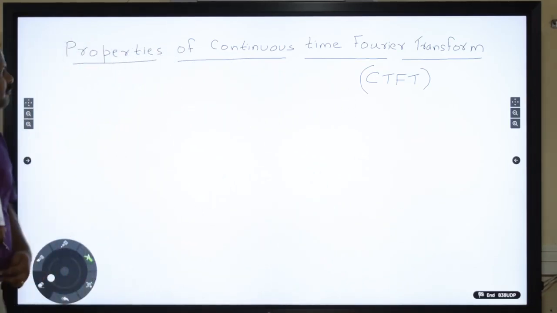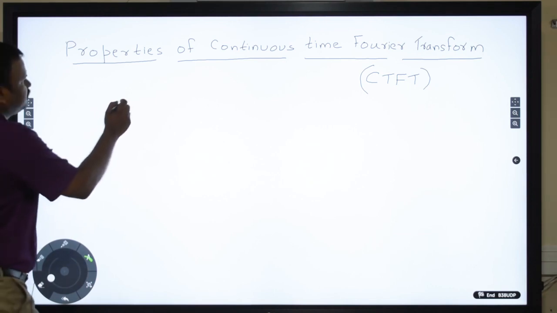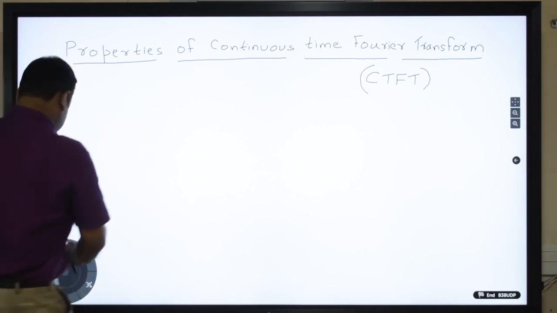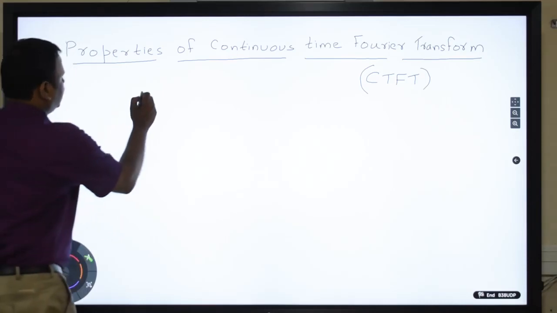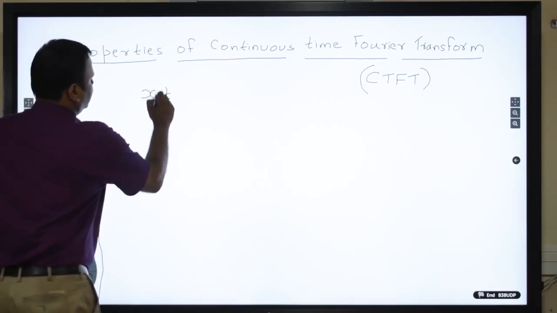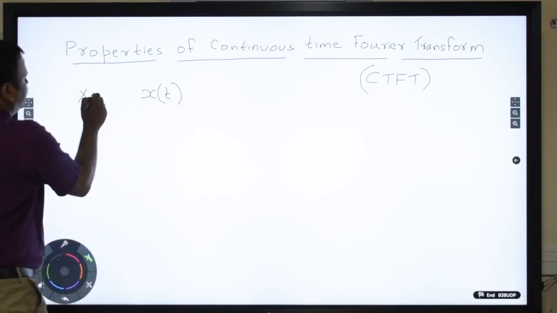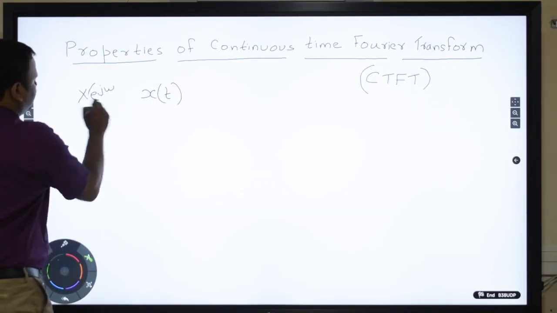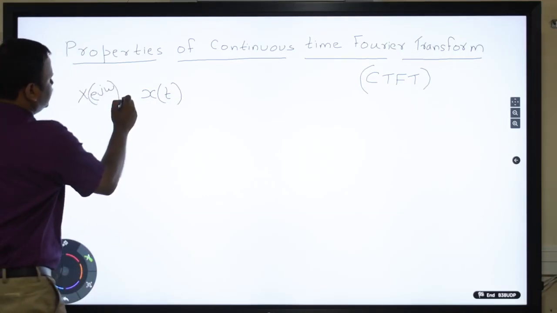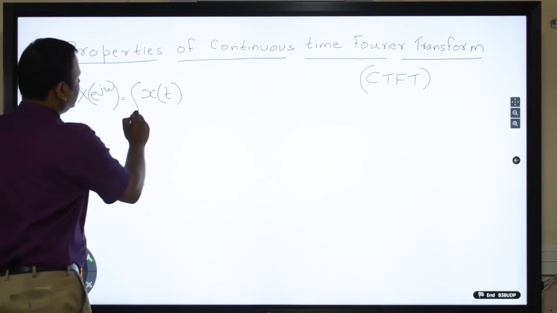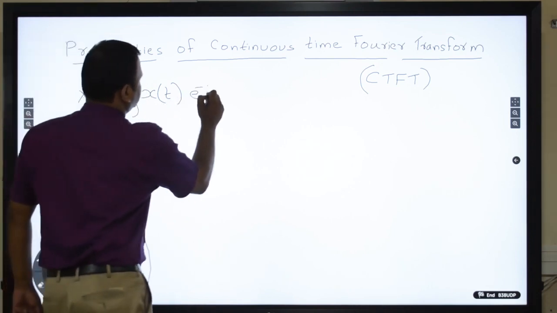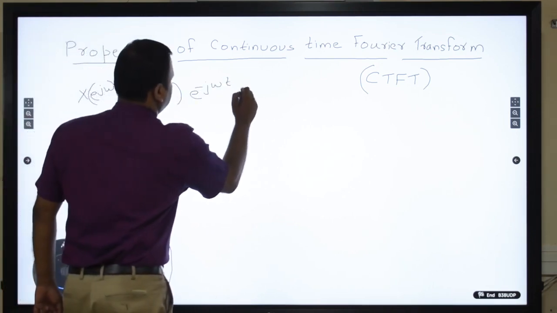Before going into the properties, first let us see the equation of continuous time Fourier transform. For a continuous time signal x of t, its Fourier transform X of e power j omega is represented as integral x of t e raised to minus j omega t dt.